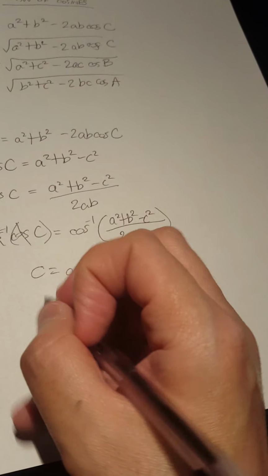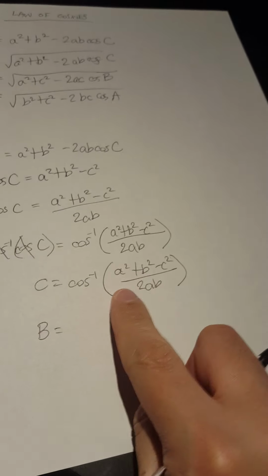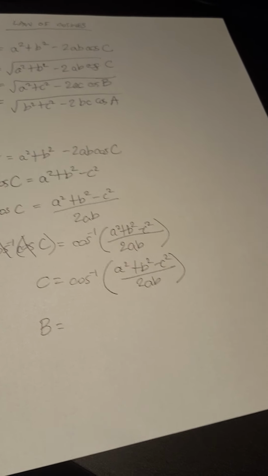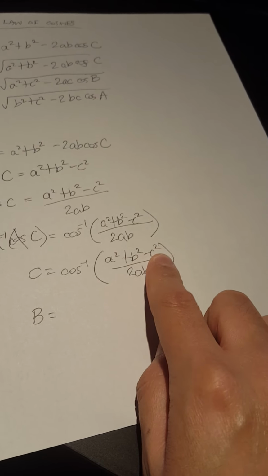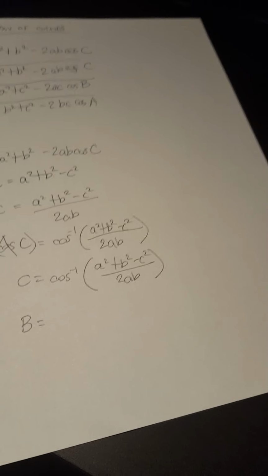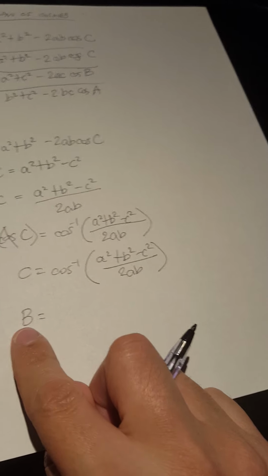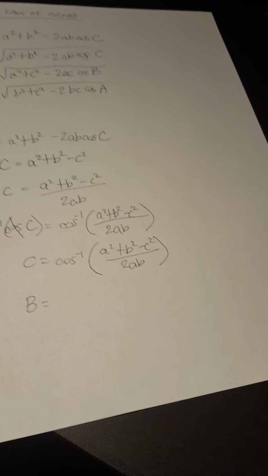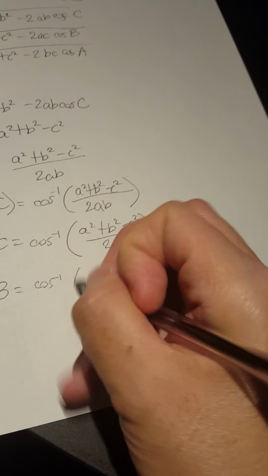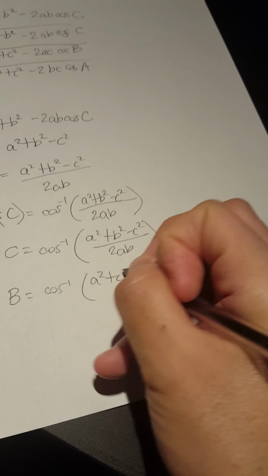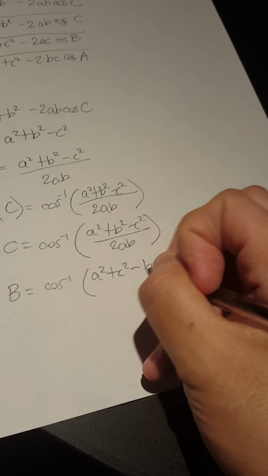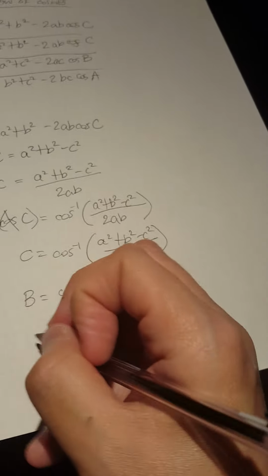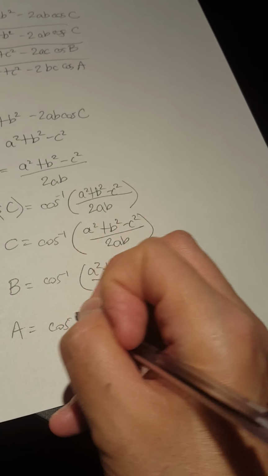Let's say you wanted angle B. The same way that here, if you wanted big C, you were subtracting little c squared, it's the same thing here. Since I want big B, I'm going to have a minus b squared at the end, and the rest in here will be a squared plus c squared. So a squared plus c squared, then minus little b squared, over 2ac.